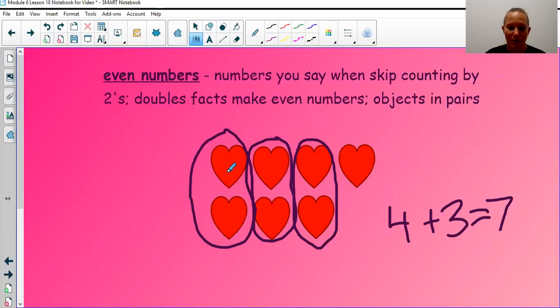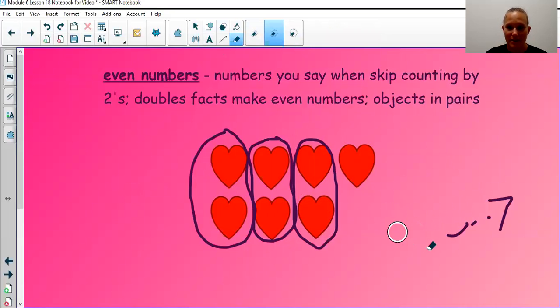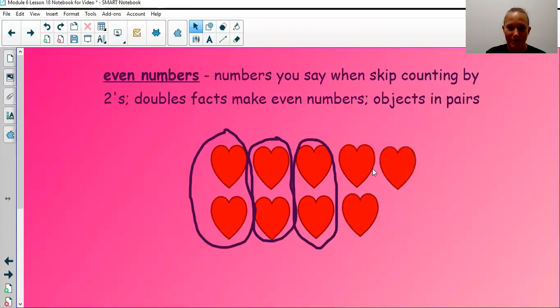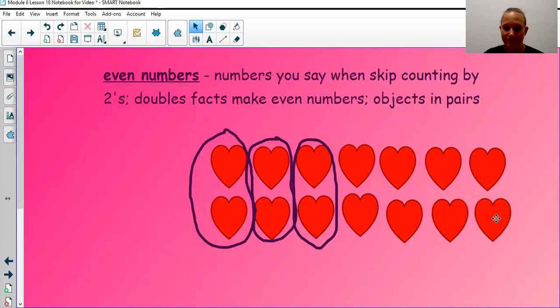So now what I'm going to do is I'm going to add 7 more hearts to this array. So let me go ahead and erase this right here. And I'm going to add 7 more hearts. 1, 2, 3, 4, 5, 6, 7. Okay, so I'm going to do the same thing I did last time, and I'm going to circle these hearts in pairs. Remember, they each need to have a partner to be a pair.